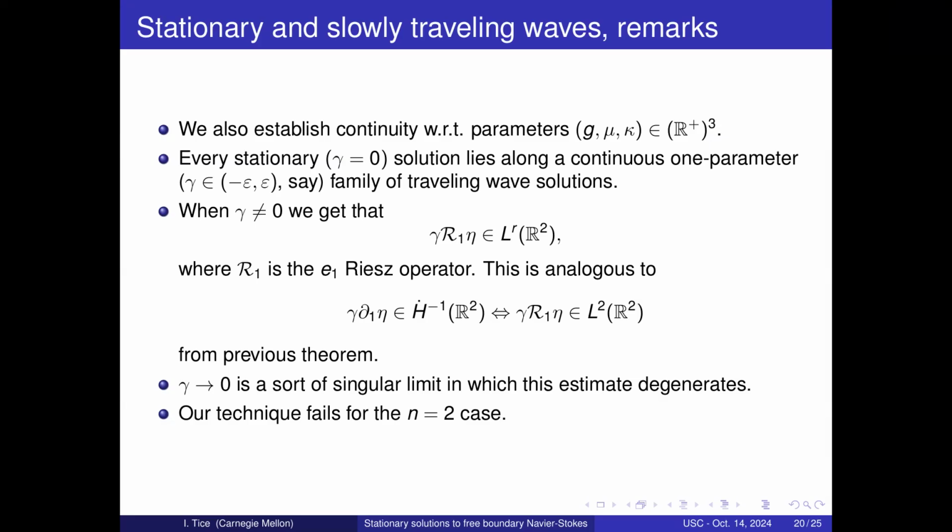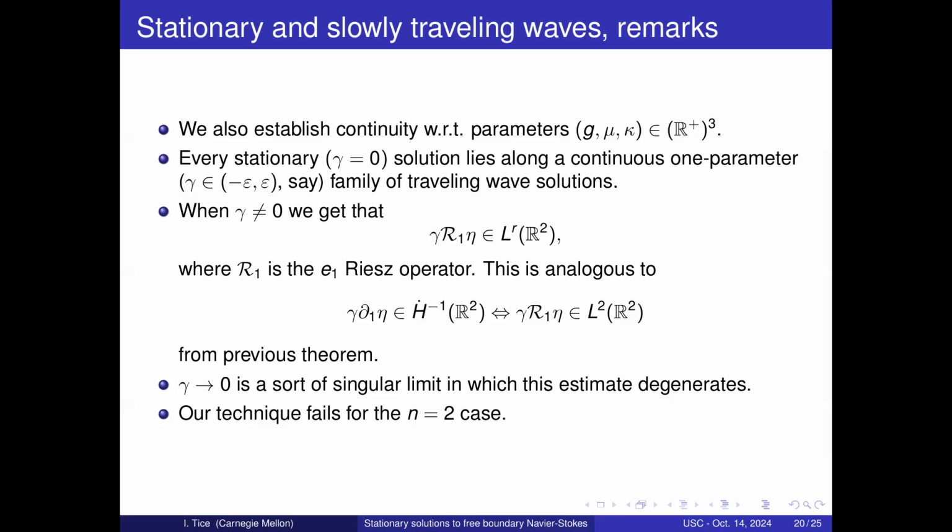And if you think about what that means on the Fourier side, it means that c1 over the absolute value of xi is in L2. Well, that's telling you precisely that the Riesz operator acting on this thing is in L2. And so what we've recovered is a sort of lower integrability version of that condition. Okay, so morally, it's a very similar result, at least when gamma is not 0.